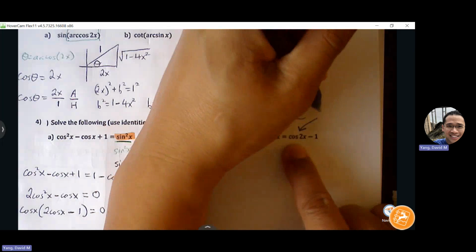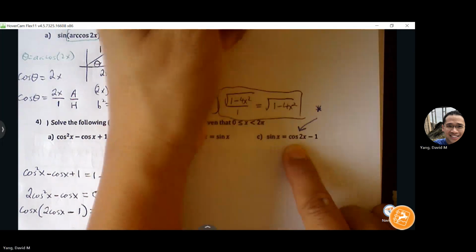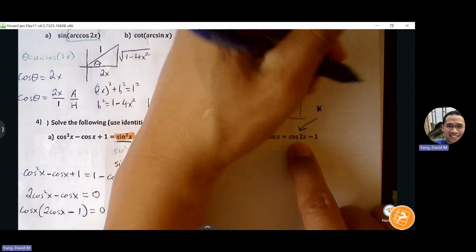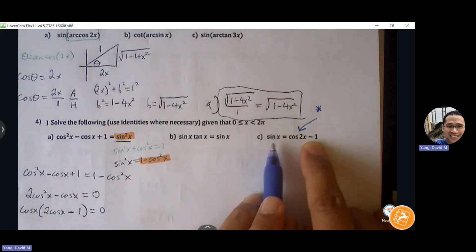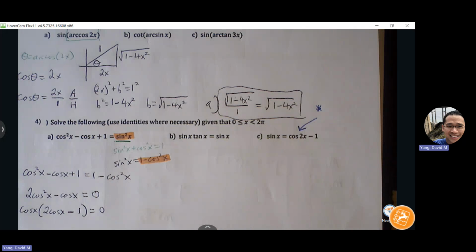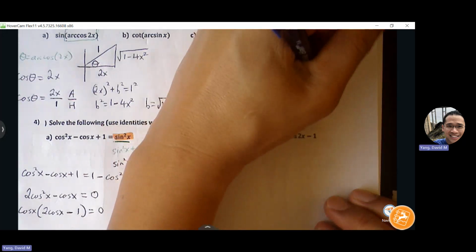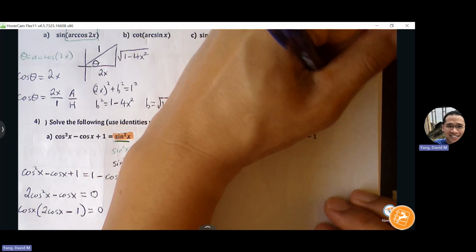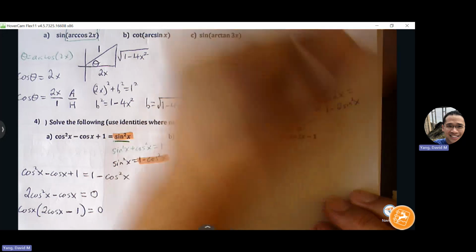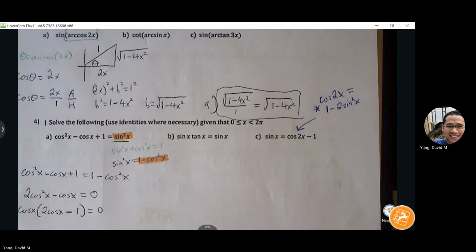So there are 3 variations of the double angle identity for cosine, and I want to choose the one that involves just the sine. So the hope is that if I get everything to sine, it's easier to work with. So cosine of 2x is equal to 1 minus 2 sine squared x. So there's my substitution.